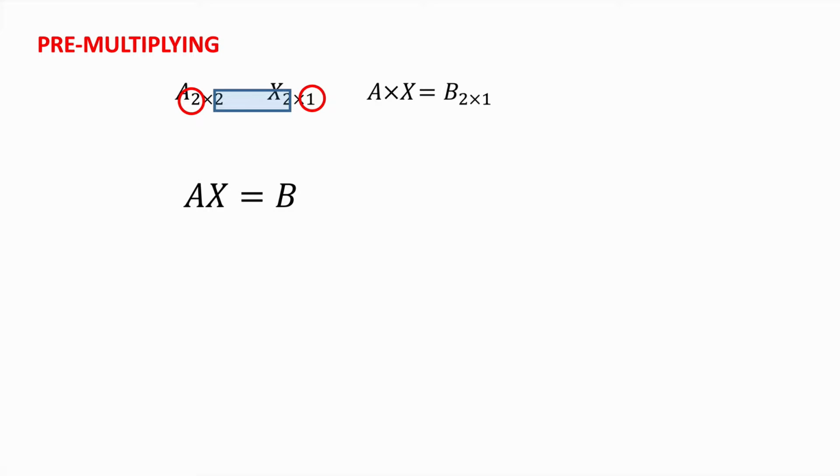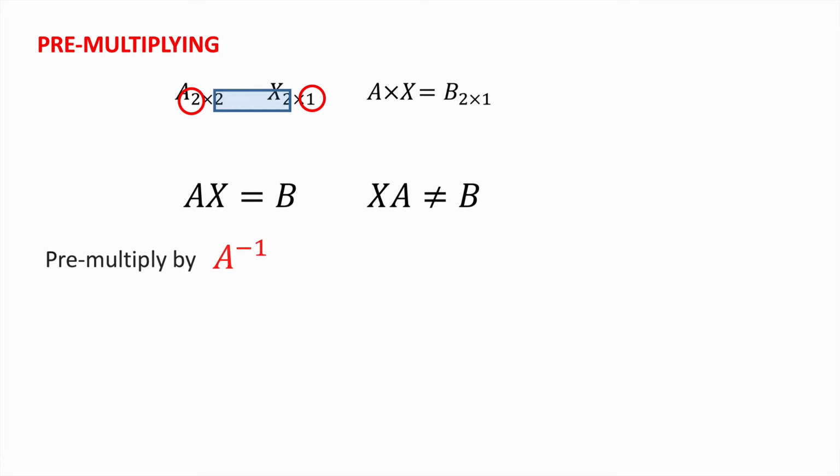Alright, so AX is equal to B. And you must remember that X times A is not equal to B, right? Since matrix multiplication is not commutative. So let's focus on AX is equal to B. Now, if I want to make X, quote unquote, the subject of the formula, I will need to move A from the left-hand side of the equal sign. Now, this is where pre-multiplying comes in.